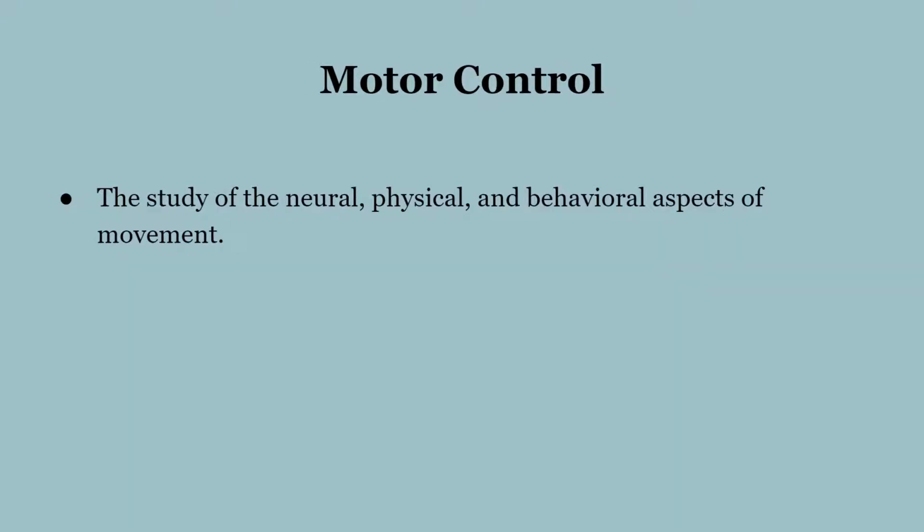Next term is motor control. Motor control is the study of neural, physical, and behavioral aspects of movement. This is essentially referring to what controls movement. How does movement happen? An example is the nervous system controlling muscles, which permits skilled and coordinated movement. The nervous system, the central nervous system, is the control center of our body, which allows muscles to contract and permits skilled and coordinated movement such as walking.